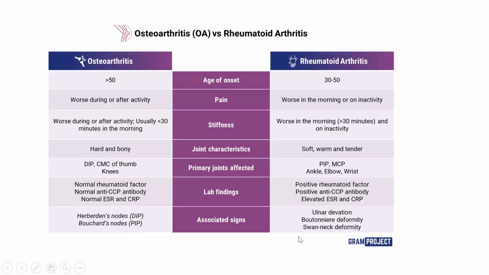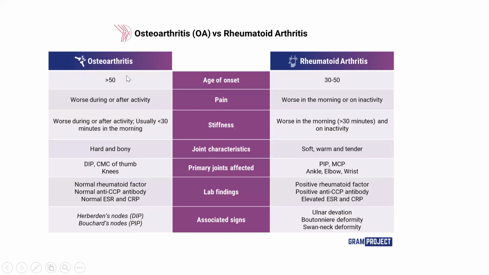So let's have a quick look at the differences. Osteoarthritis basically affects patients with old age, right? But rheumatoid arthritis people can have at the age of 30 or even 50, between 30 and 50. Okay, number two difference is morning stiffness.